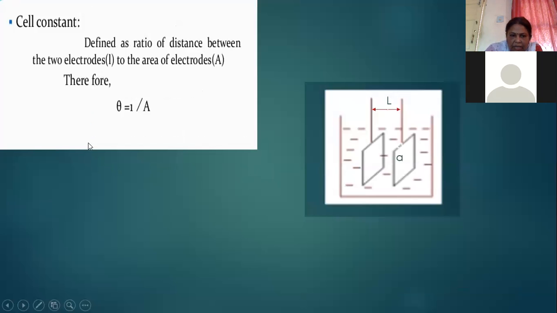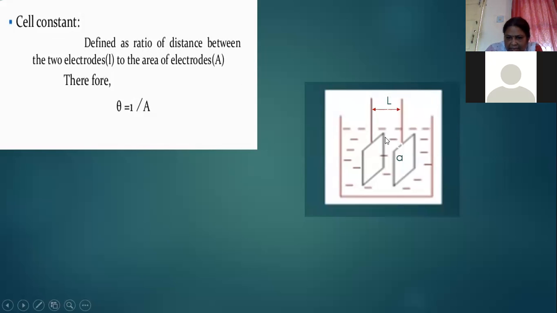And one more thing to remember is what the cell constant is, because before starting the experiment, we must fix the cell constant at a certain constant value. Usually it is kept at 1, and cell constant is actually the ratio of the distance between the two electrodes to the area of the electrodes.